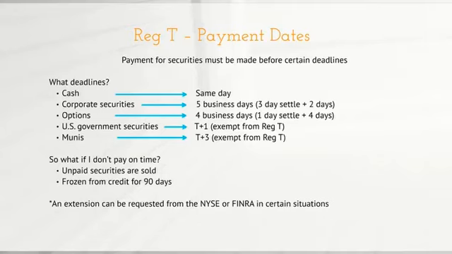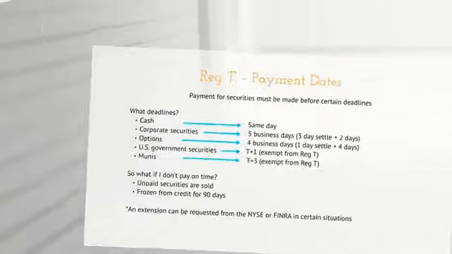U.S. government securities and munis are exempt from Reg T, and they settle at T plus 1 or T plus 3. So if you don't pay on time, what happens is your securities will be sold off so the broker-dealer gets their money back, and you can be frozen from credit for 90 days. You should know about potential exceptions to these rules. There can be requests to the NYSE or FINRA under certain conditions to extend the payment dates.